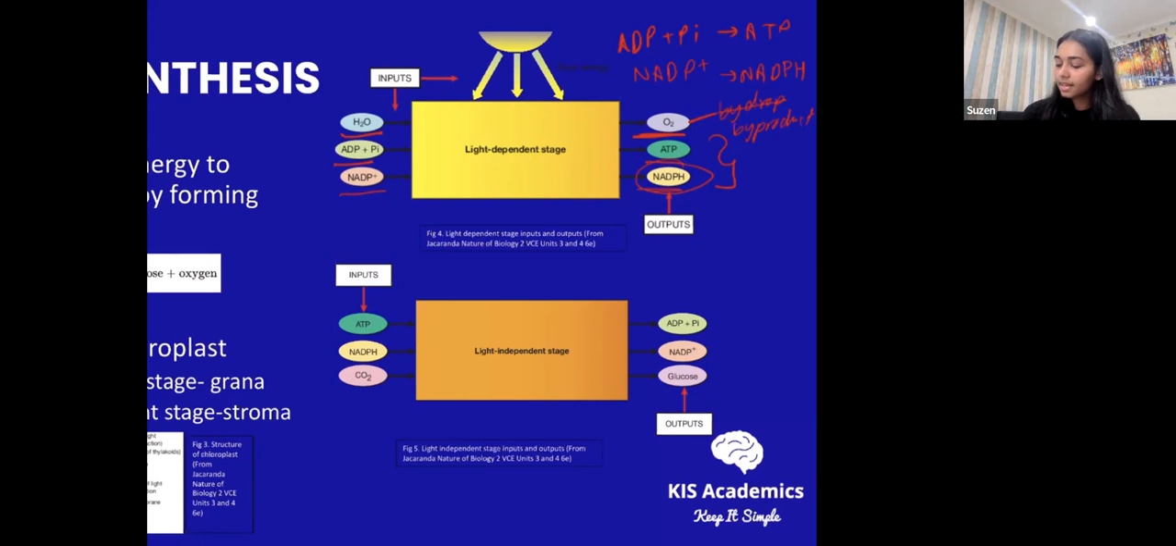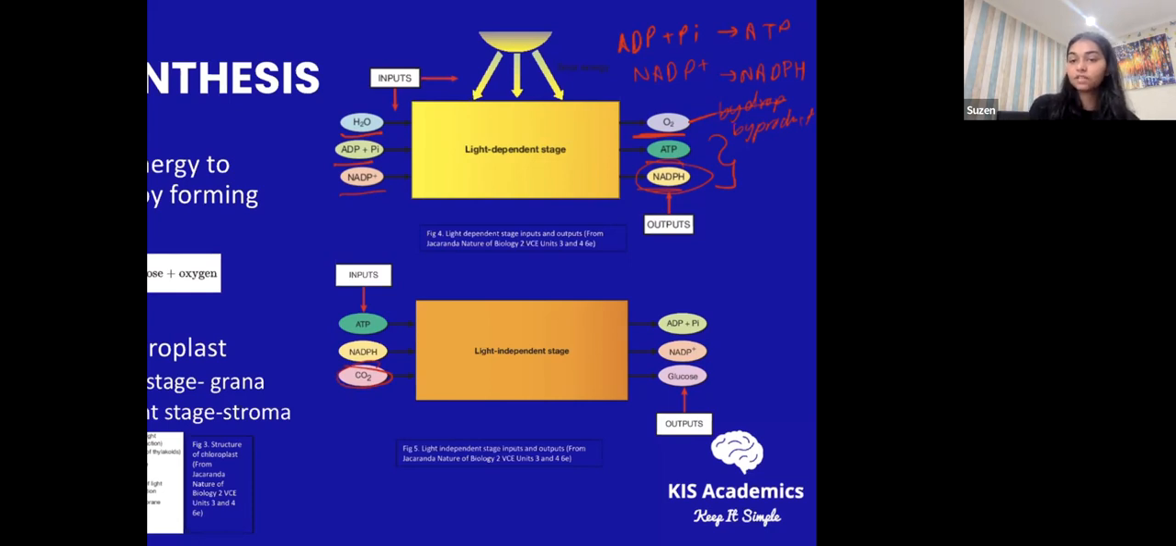Okay. And the light-independent stage occurs in the stroma, which is like the cytoplasm of the chloroplast. So looking at the light-independent stage, my inputs are ATP, NADPH, and carbon dioxide. So this is a new one that's being inputted.